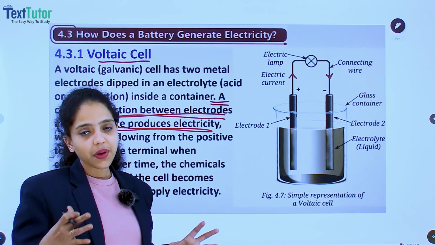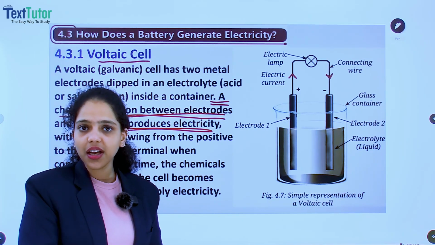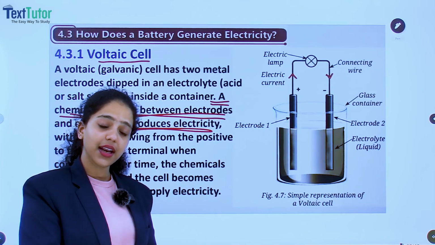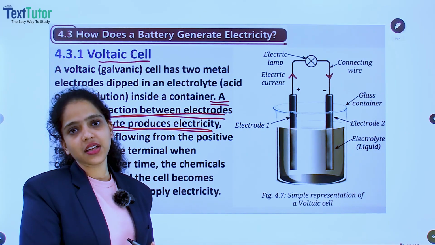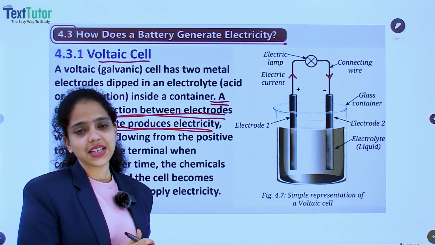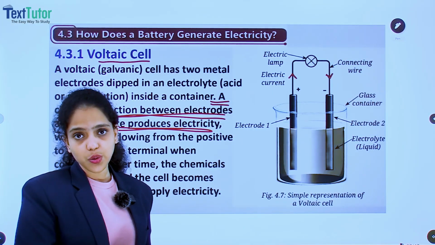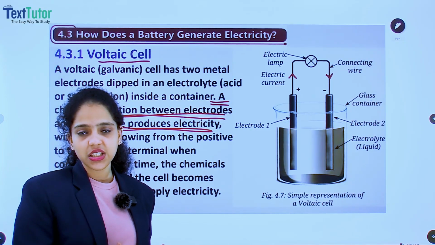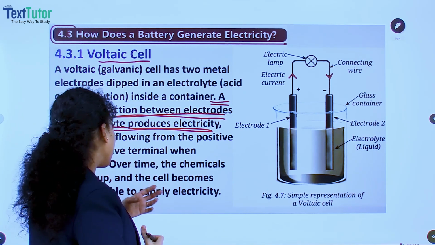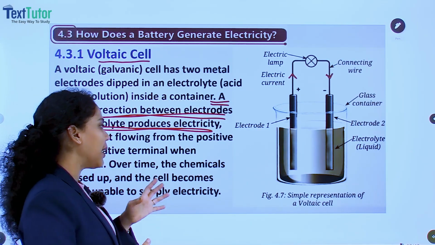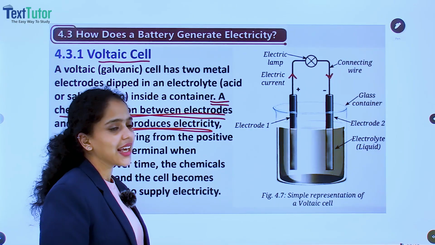When there are no chemicals left, further chemical reaction is not possible. If there is no chemical reaction, no electricity is produced. If all the chemicals are used up, no electricity is produced. So over time, the chemicals are used up and the cell becomes dead. Okay, the cell becomes dead, it will not supply electricity.